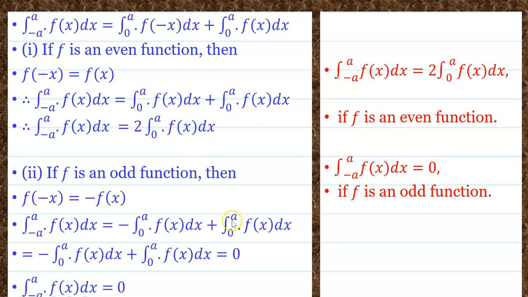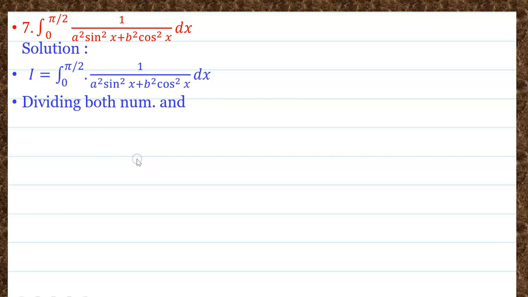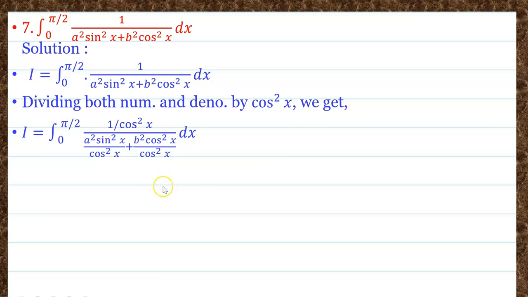Okay, now next question number 7. सोपा क्वेश्चन आहे. Integral 0 to pi by 2 1 upon a square sin square x plus b square cos square x dx. Okay, and now see this here, divide numerator and denominator by cos square x, and here 1 upon cos square x, याला पण आपण cos square x ने डिवाइड करणार.